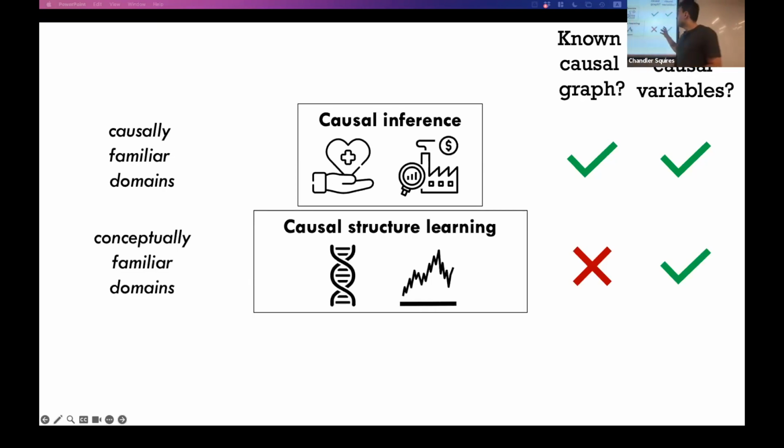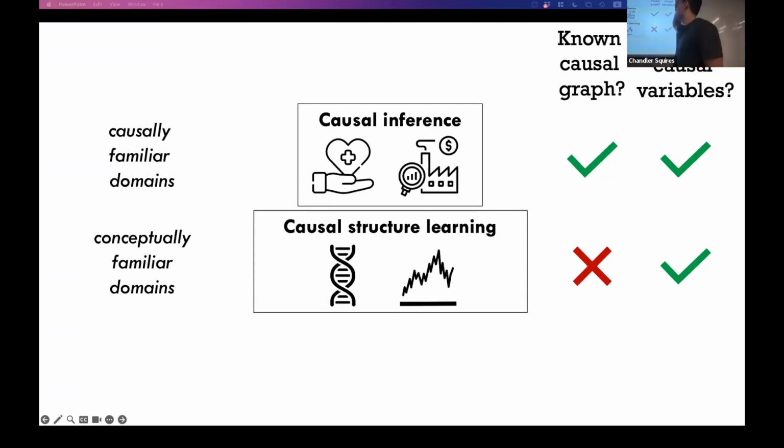What I worked on more is causal structure learning, which I would describe as pertaining to conceptually familiar domains. These are domains where we might not know the causal relationships between the variables. So we might have a gene regulatory network that we want to learn, but we already have the variables themselves, the ones we want to learn the structure over.